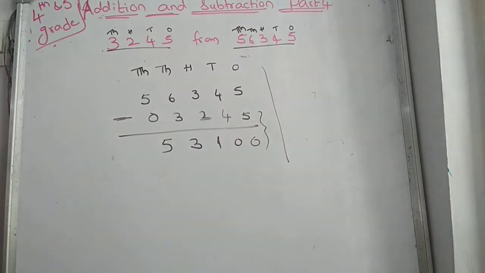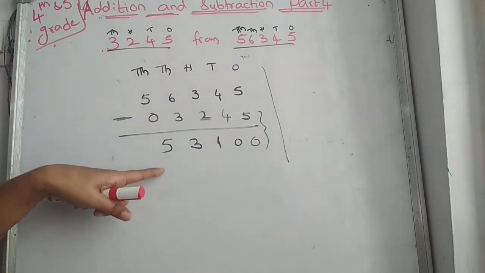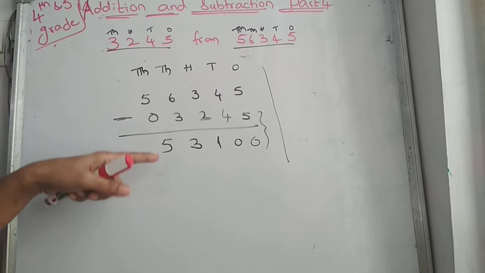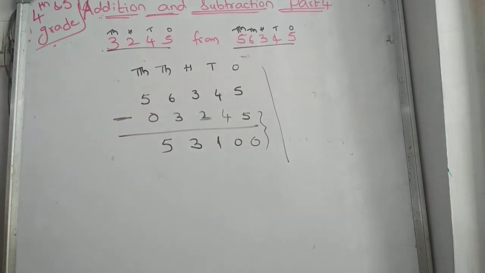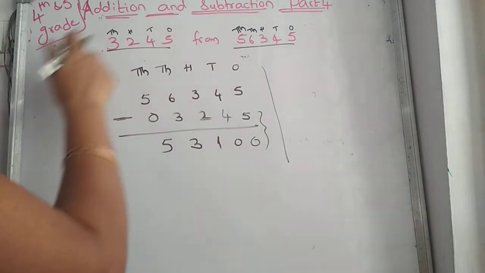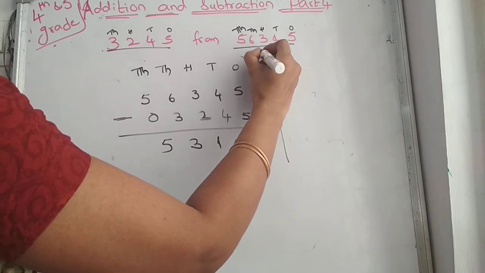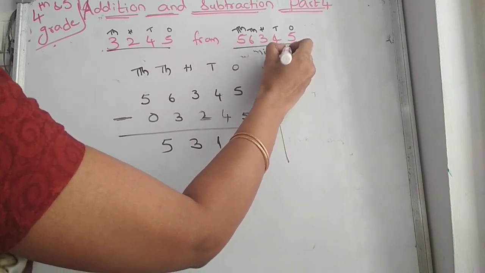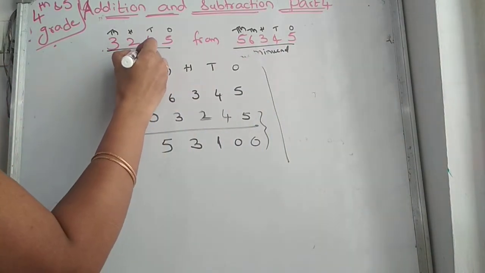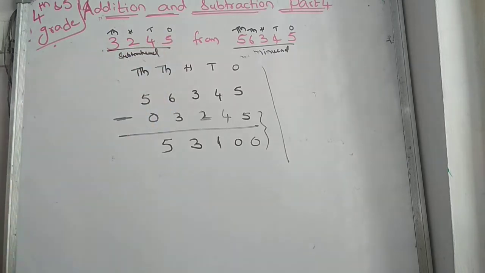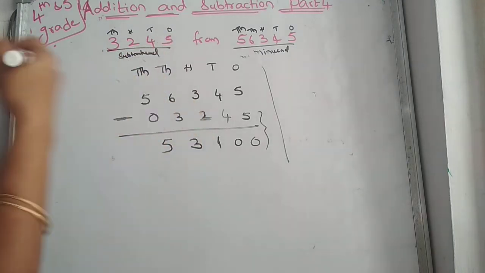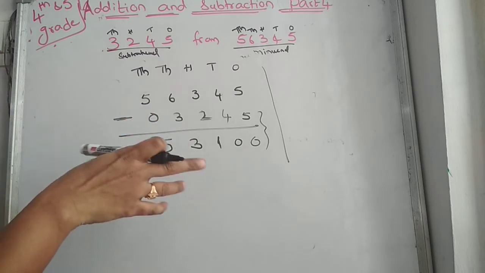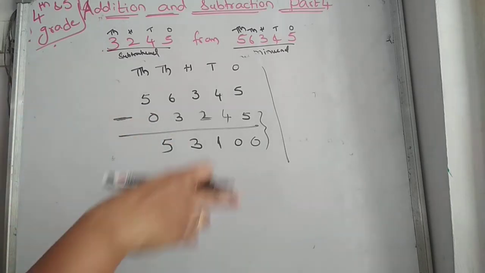If you want to check whether your answer is right or not, what do we do? Add the difference and the small number. If you add both numbers, you will get the minuend. In this, which one is the minuend? This is the big number, so this is the minuend, and this is the subtrahend. If they ask, you can write which is the minuend and which is the subtrahend.